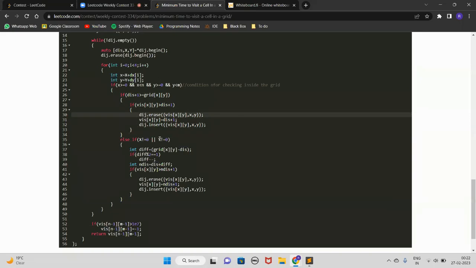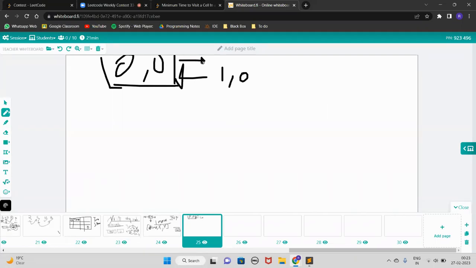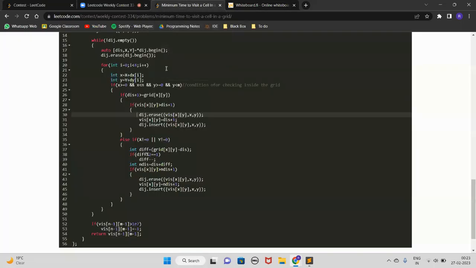Otherwise, if x is not equal to 0, or y is not equal to 0. So basically, one more observation that follows from this is that we are only allowed to waste the time when we are not at the starting node. Why? Because if we are at the starting node, we cannot return anywhere to waste our time. We are stuck over there. For example, if we are at 1 comma 0, we can go to 0 comma 0. But if we are at 0 comma 0, we can't go to 1 comma 0 to waste the time as such. So hopefully that is clear.